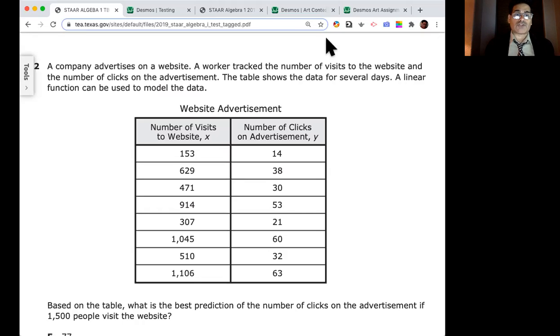Now, I'm going to read it. A company advertises on a website. A worker tracks the number of visits to the website and the number of clicks on the advertisement. The table shows the data for several days. A linear function can be used to model the data. That right there tells me that we're looking for an image, right? Model the data. Let's check it out.